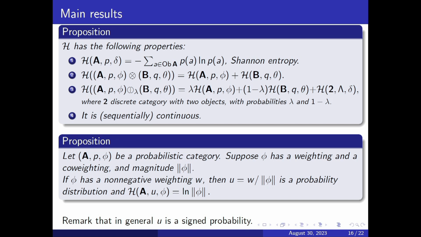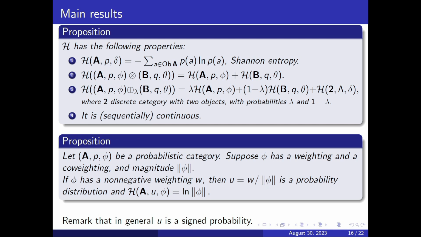Then this entropy is additive for products. If you take the entropy of a product of two triples, it is the sum of the entropies. And it has a sort of chain rule for the weighted sum. The entropy of the weighted sum is lambda times the entropy of the first, plus 1 minus lambda times the entropy of the second, plus the entropy of this. This is complicated notation for the entropy of the little coefficient lambda. And moreover, this function H is sequentially continuous. So it has a lot of good properties, analogous to the properties of the entropy.